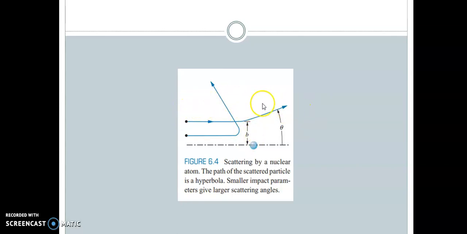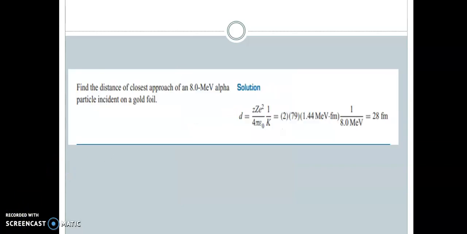Without deviation, it can pass through. Okay. Now we can do a problem. Find the distance of closest approach of an 8 million electron volt alpha particle incident on a gold foil.